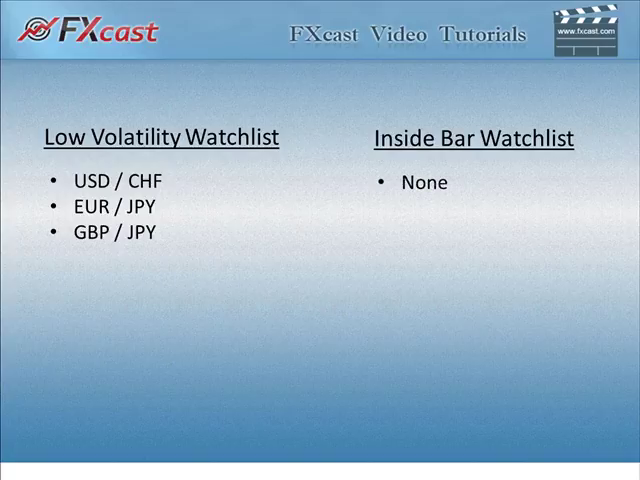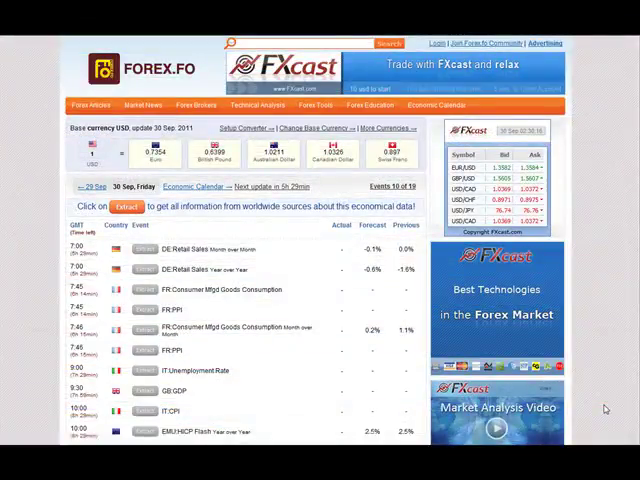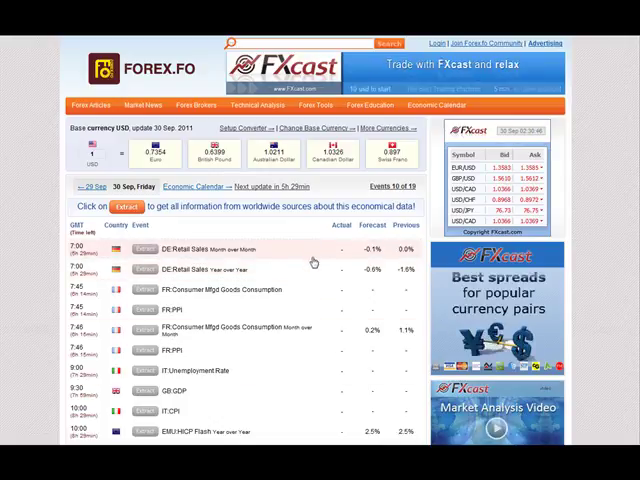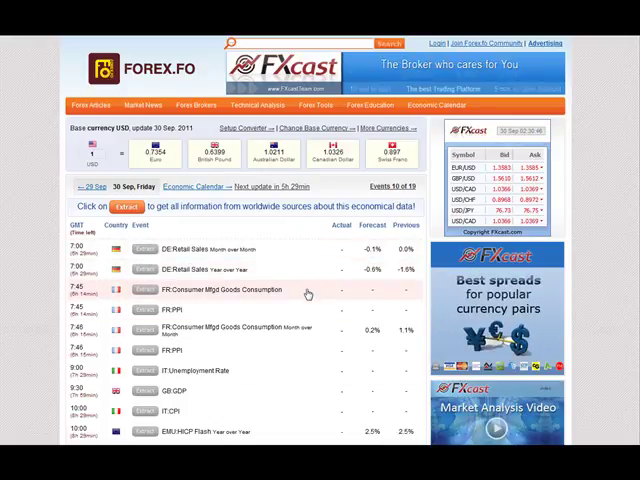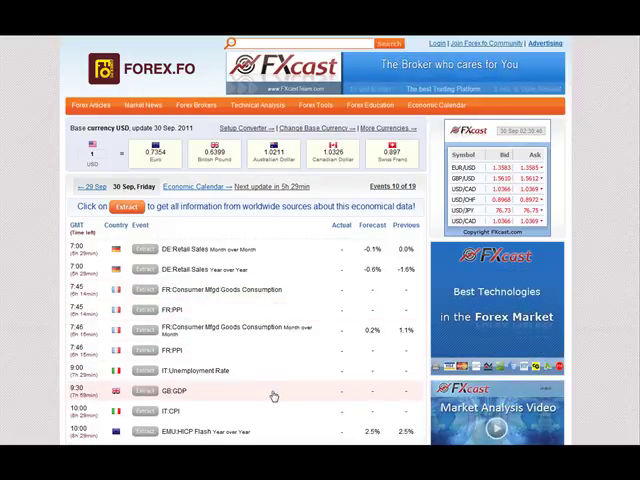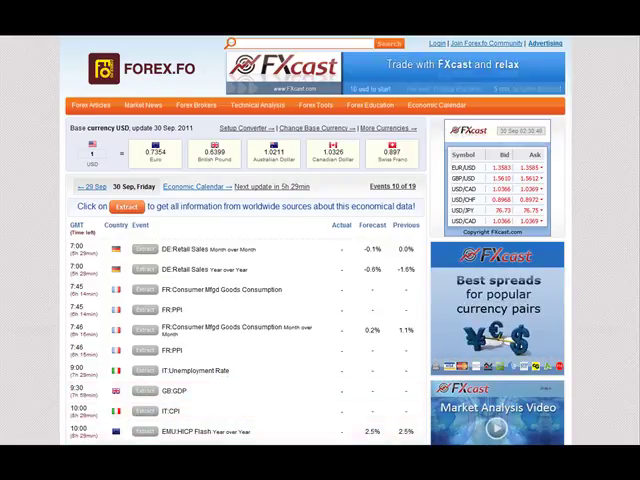Let's go to the economic calendar. As we look at the economic calendar, we can see here in Germany we have retail sales, manufacturing goods here in France, and some inflation data with PPI. We've got GDP for the pound, and then we have HICP, which is for the European Union.